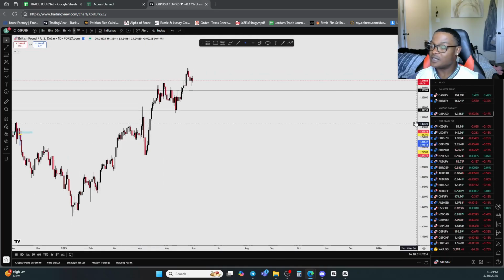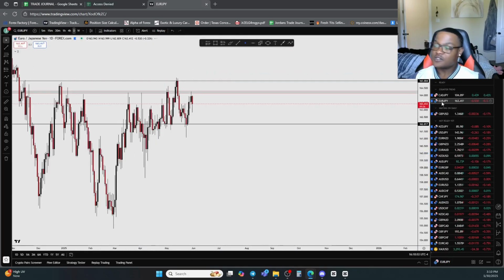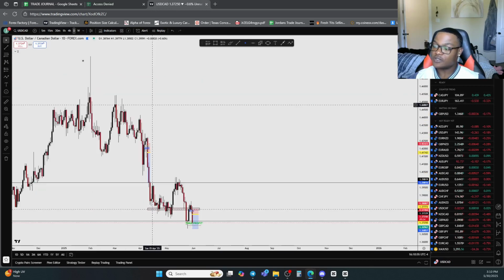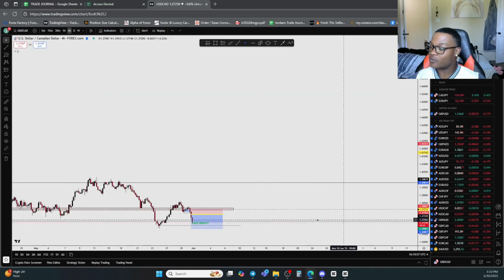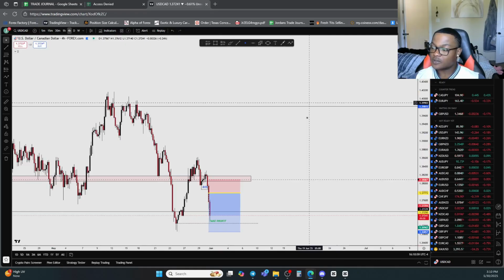GBP USD, I didn't see anything, but yeah, these two look good for counter trend. USD CAD, we're still going to hold like we said and see what happens.